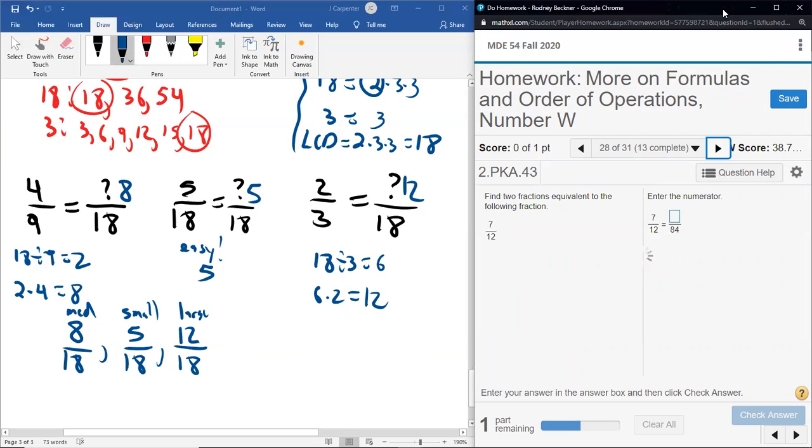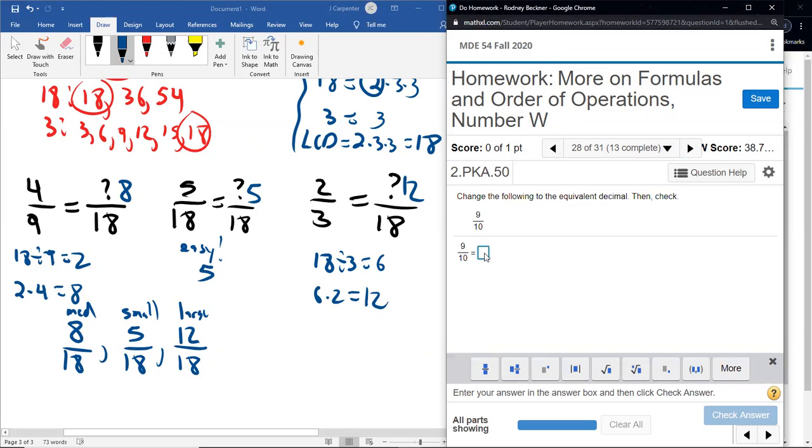Converting to a decimal, I mean, you can just feel free to type those in a calculator. There's nothing wrong with that. But the real trick is if your denominator is a power of 10, you don't have to do the division. You can just say it's that many decimal places. So 9/10.